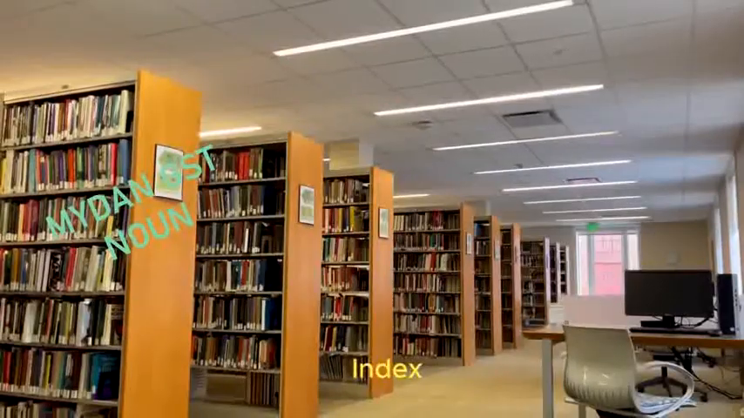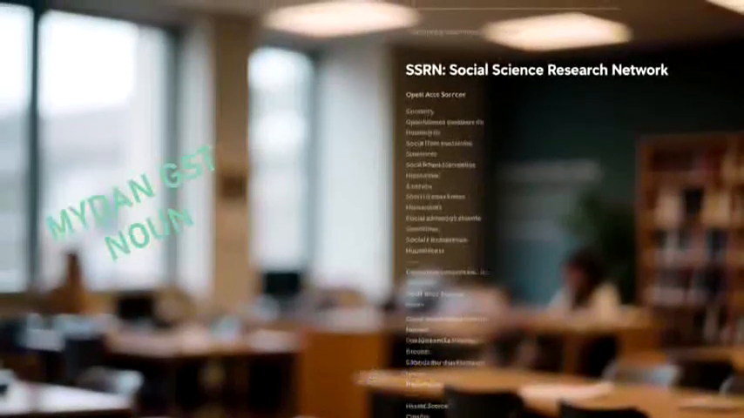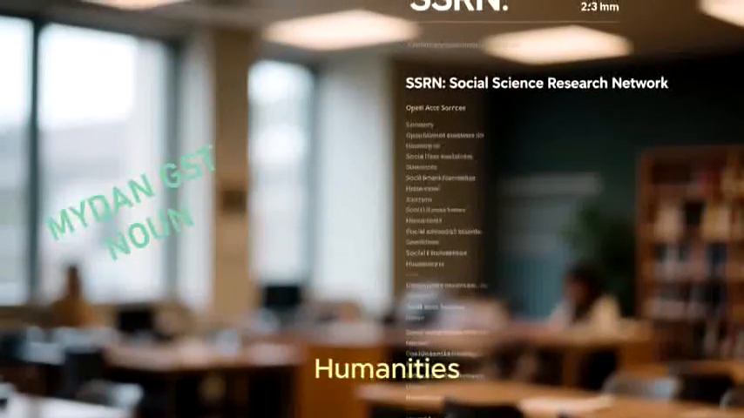We also have Index Medicus and PubMed Central. Now let us look at a list of open access sources in social sciences and humanities.